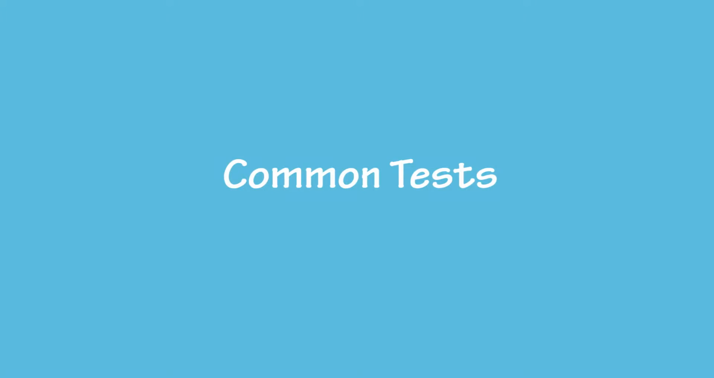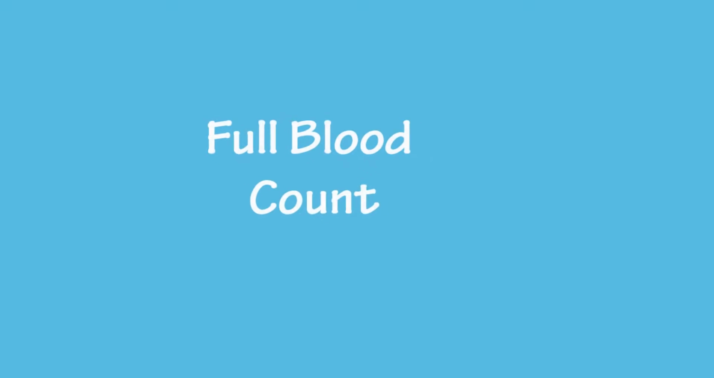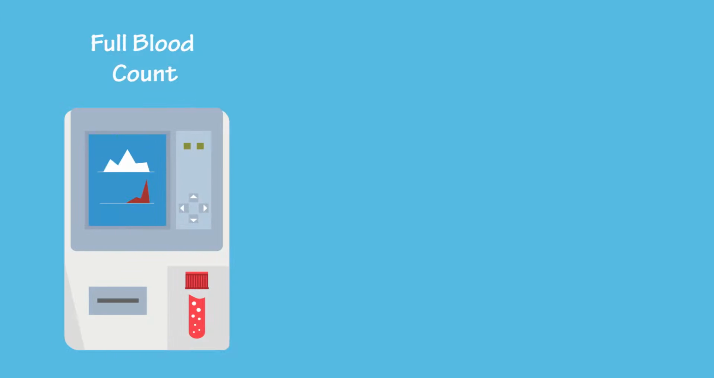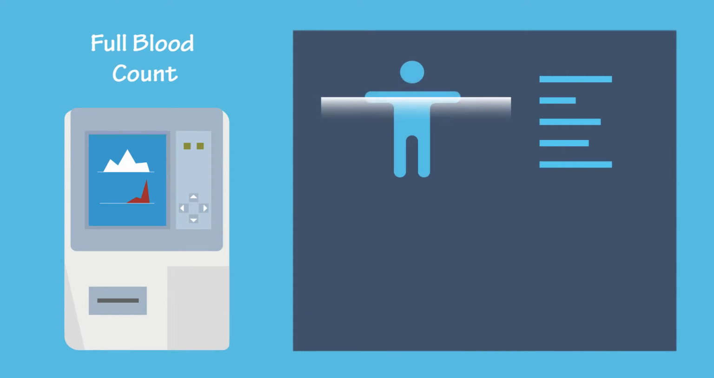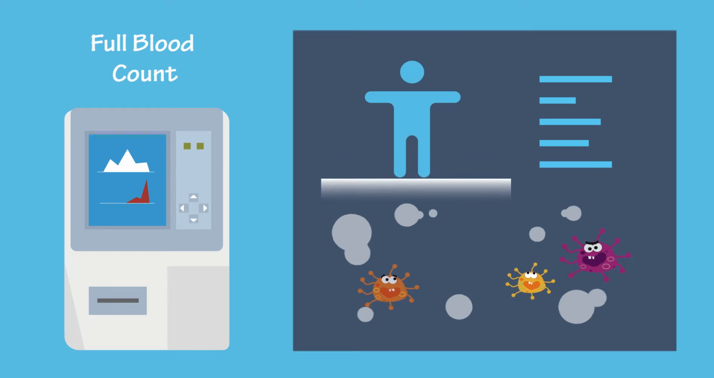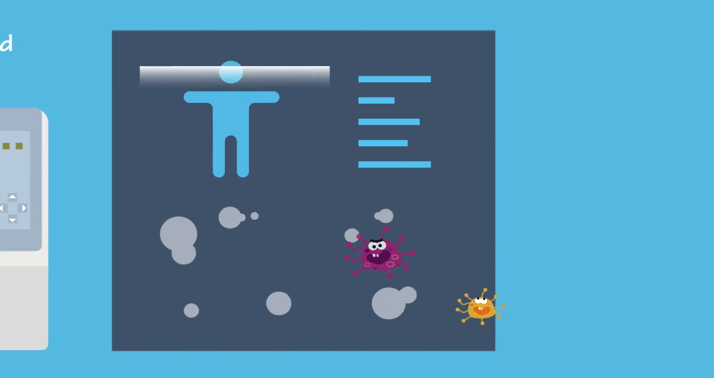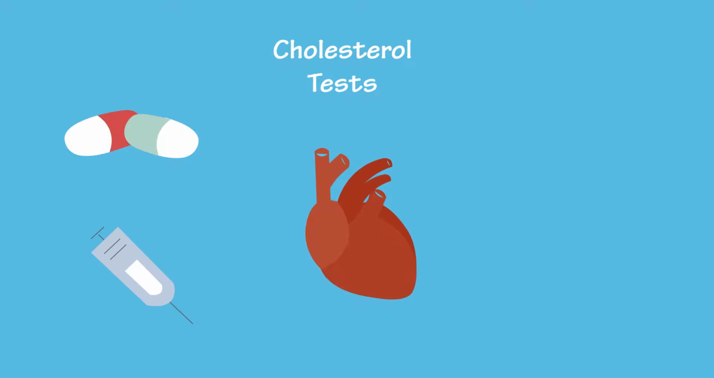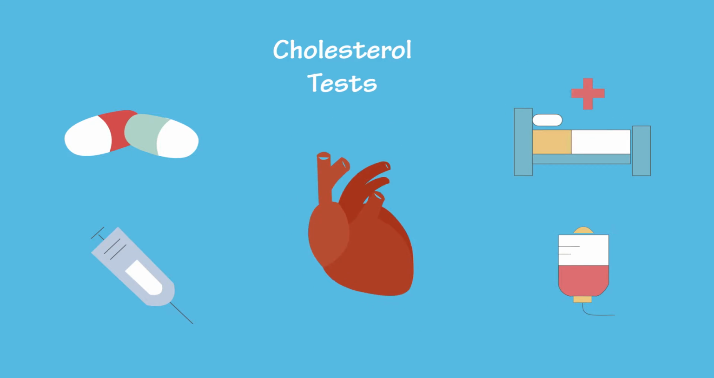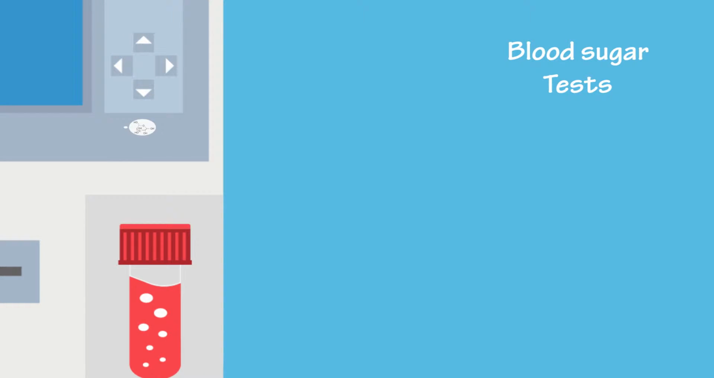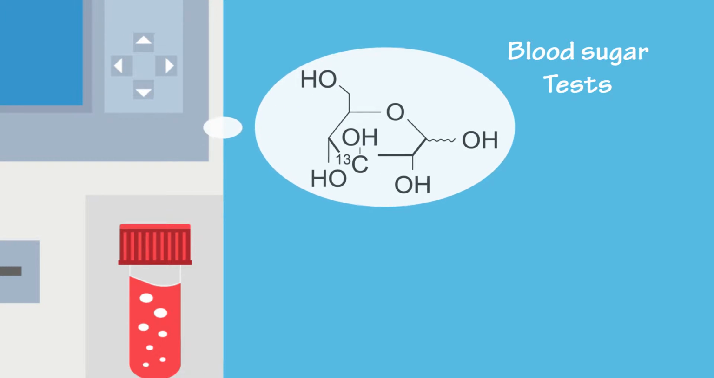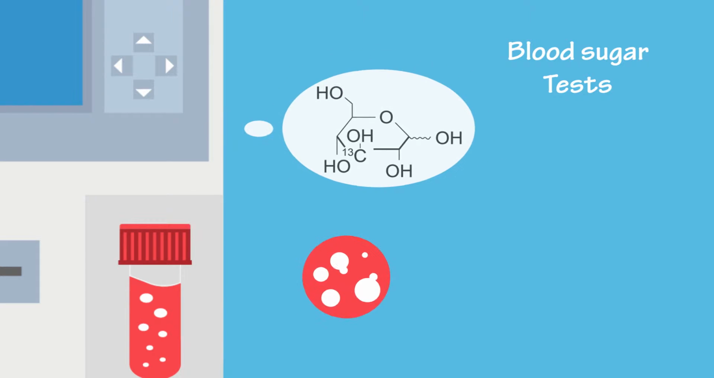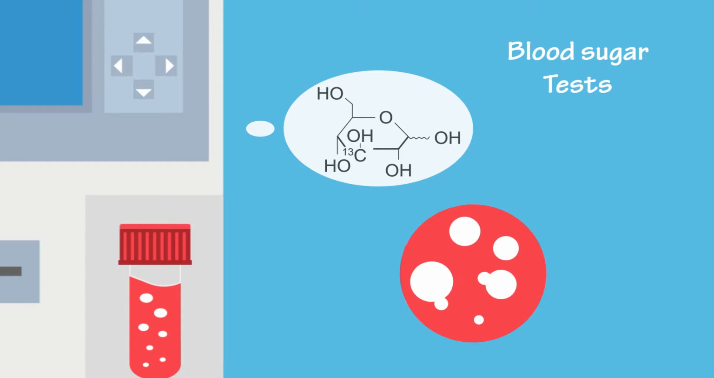Common tests that you might have heard of before are full blood count. This blood test can be used to assess your general health and check for a range of disorders, including infections. Cholesterol tests. Cholesterol tests help predict a person's risk of developing heart disease and to make treatment decisions based on this risk. Blood sugar test. A blood glucose test measures the amount of sugar called glucose in a sample of blood. Your doctor might order this test if you have signs of diabetes.